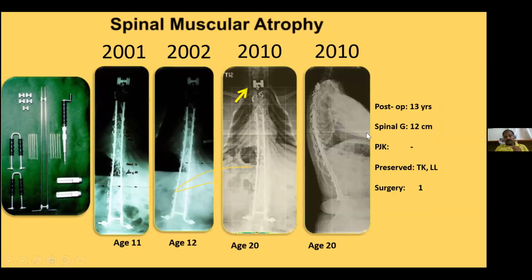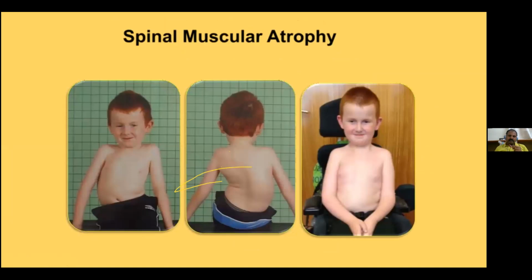And see this post-op at 13 years, 12 centimeter growth, no PJK, proximal junctional kyphosis. Thoracic kyphosis and lumbar lordosis is maintained, and that's just one surgery. So it has worked well with him, and he has moved on to the screw rod system after the introduction of the pedicle screws.